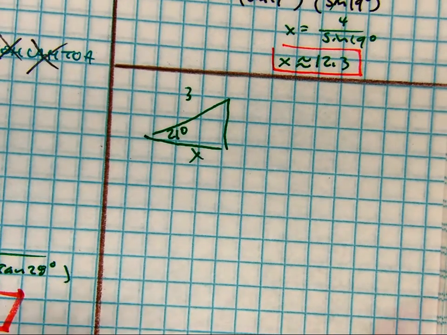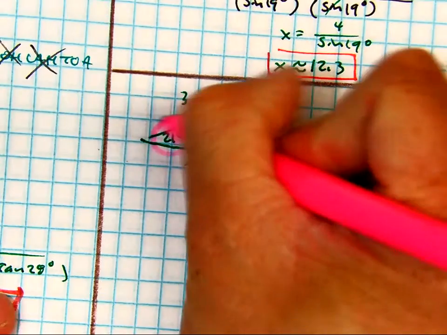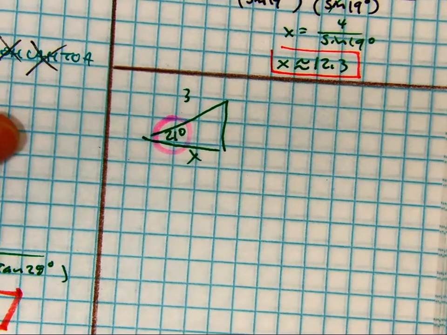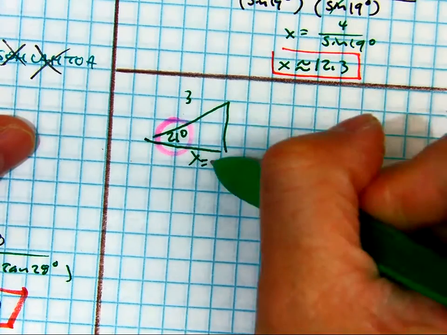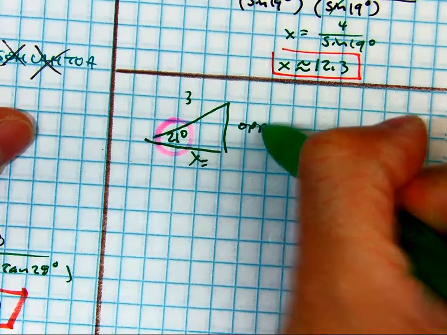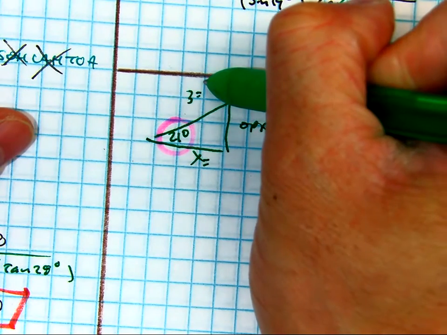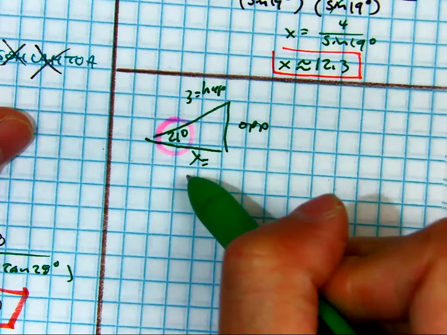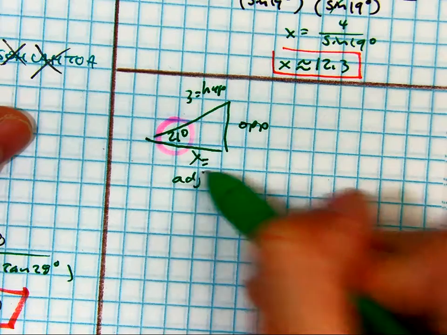I'm going to circle my given. From here, this side is the opposite. The closest one is the hypotenuse, and this one is the adjacent.